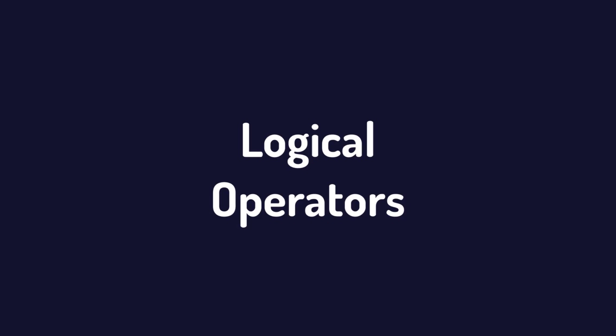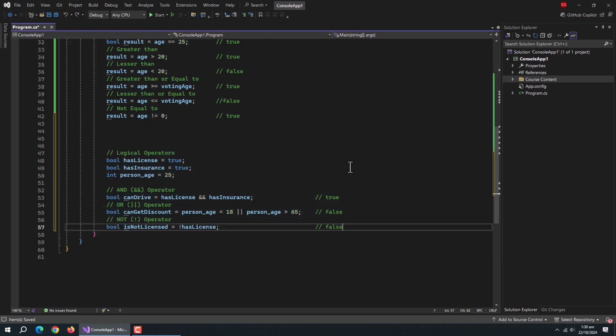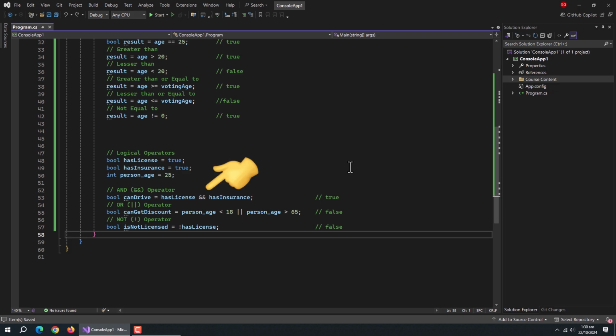Next are the logical operators. Logical operators help you combine multiple conditions. The AND operator requires both conditions to be true. The OR operator needs just one condition to be true. The NOT operator reverses a Boolean value.